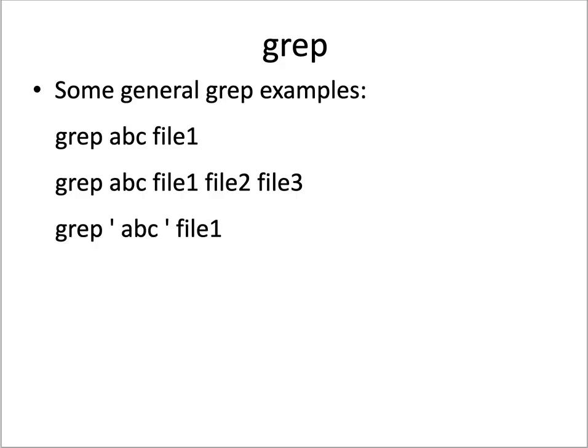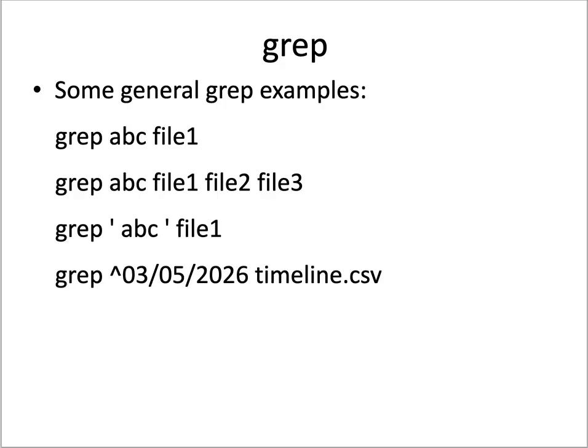So this example searches for a space followed by ABC followed by another space, and it's going to search file1. Now, maybe a little more related to cyber forensics is this. I want to search the file whose name is timeline.csv, and I want to look for lines that start with, that's the caret, 03/05/2026. So anything that is from March 5th, I want to see.